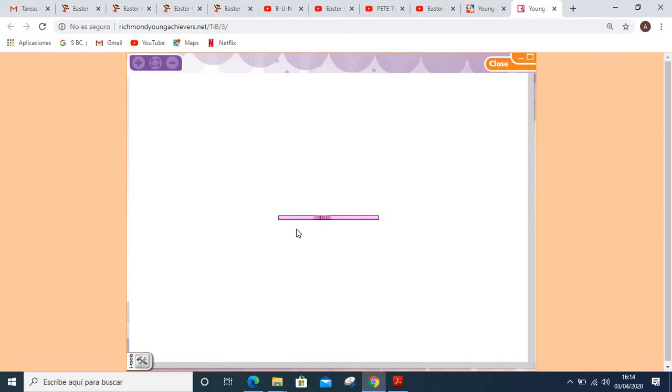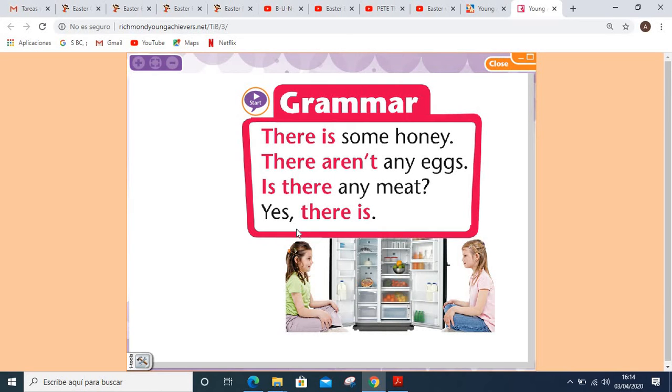I want you to have a look at the grammar, because everything now is new. So look, the grammar is: there is some honey, okay, some. There aren't any eggs, and the question: is there any meat?